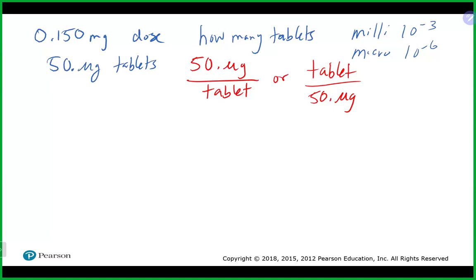We have a problem in terms of our units, because our dose is in milligrams and our tablets are in micrograms. So we cannot use them together the way they are. We have to do a conversion. You could either convert the milligrams to micrograms, which is probably the easier move, I would imagine, or you can convert the micrograms to milligrams in the conversion factor. Whichever way you do it, they should give you the same answer.